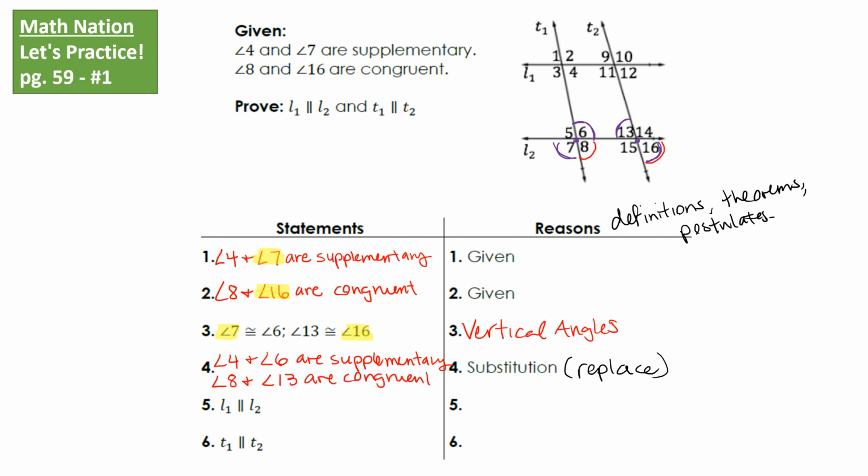So all I did was replace what I saw in the previous statements for the angles that I saw that were repeated. So now we're getting down to what we need to prove, and that's statements 5 and 6. Statement 5 says we're trying to prove that lines L1 and L2 are parallel. Anytime that you're trying to prove lines are parallel, you're always going to use some type of converse theorem. So remember, we talked about using the converse.